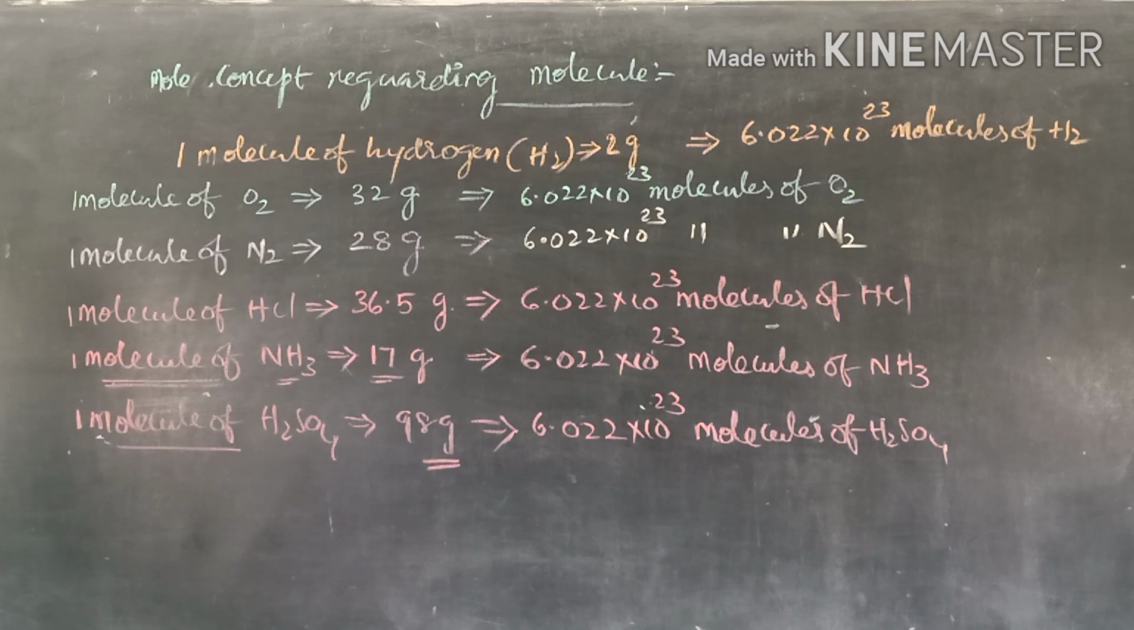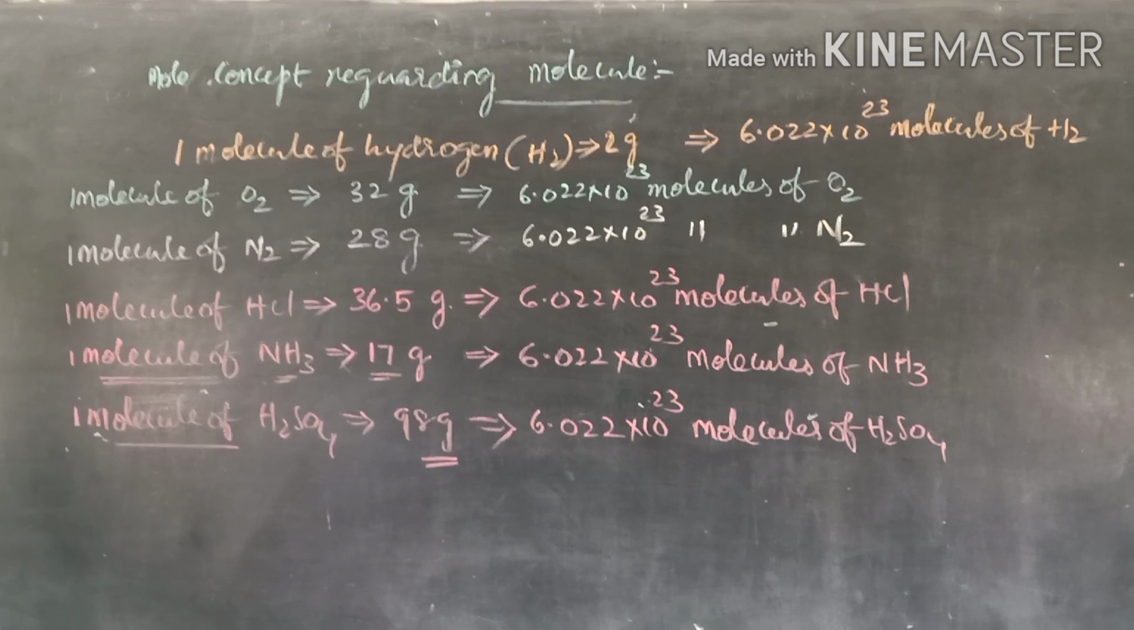Here, in this case, what we can understand is, if the given concept is atom, after the Avogadro number, we should write the number of atoms. If it is molecule, we should consider the molecular weight, and after the Avogadro number, we should write the molecules of those compounds. For that sake only, that is called mole concept.